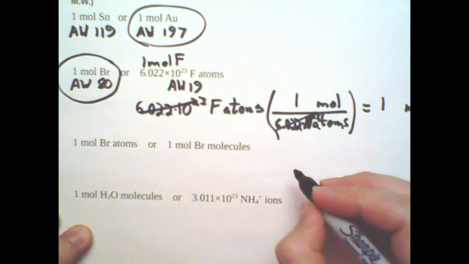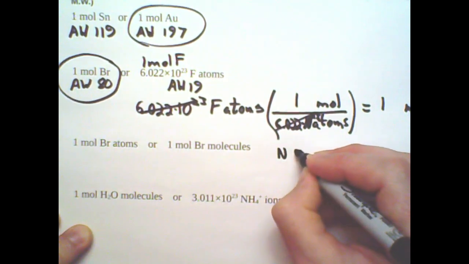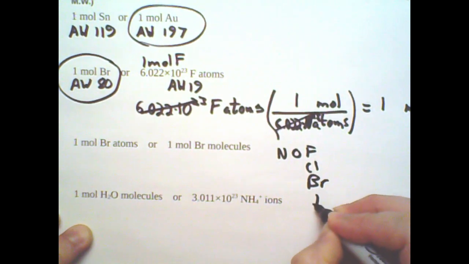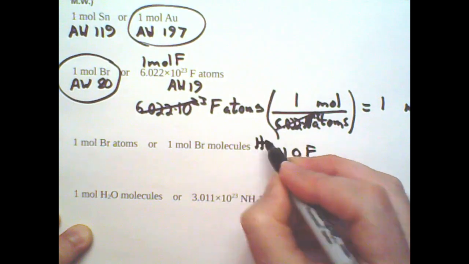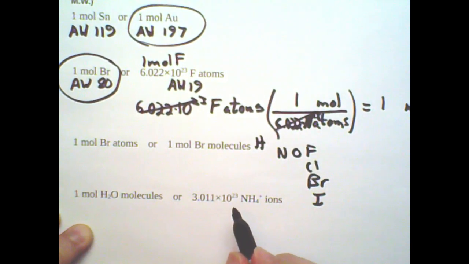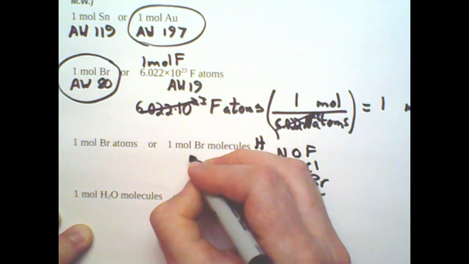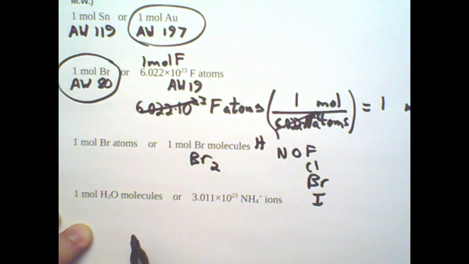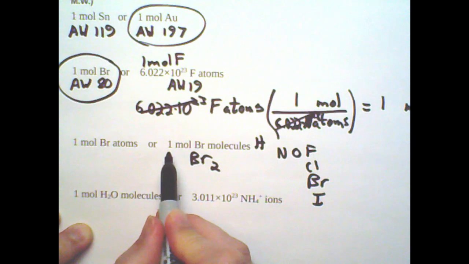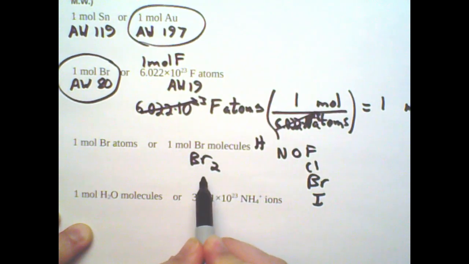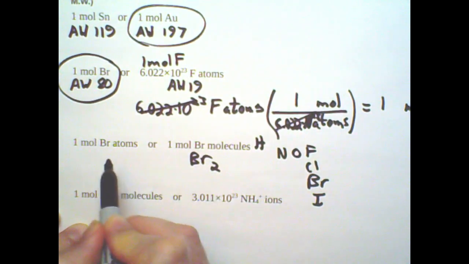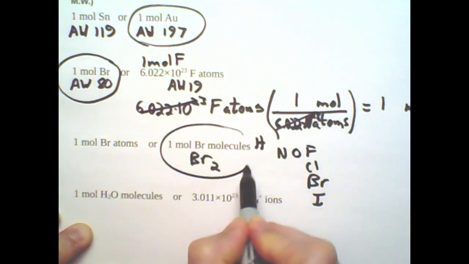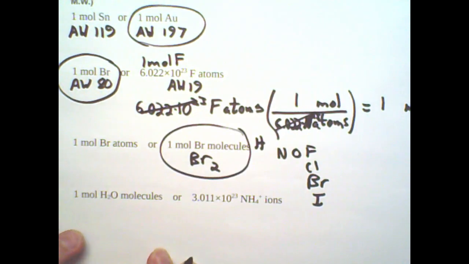All right, for this third one, we have to know something about bromine molecules. And there are a number of things: nitrogen, oxygen, fluorine, chlorine, bromine, iodine, and hydrogen, that like to form diatomic molecules. So a bromine molecule is Br2. That's enough for us to decide that 1 mole of Br2 molecules is going to have a mass twice as big as 1 mole of bromine atoms. That would be our choice there.